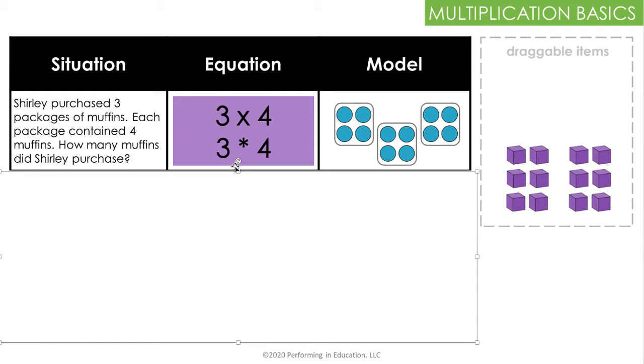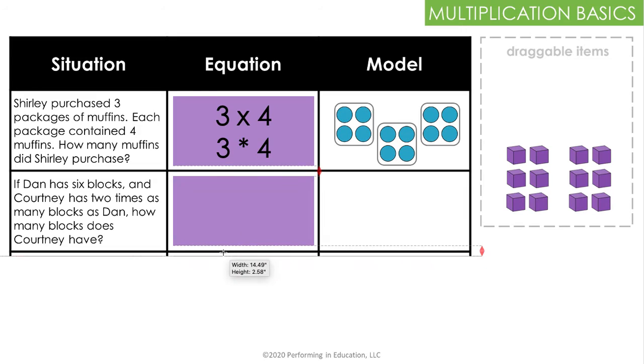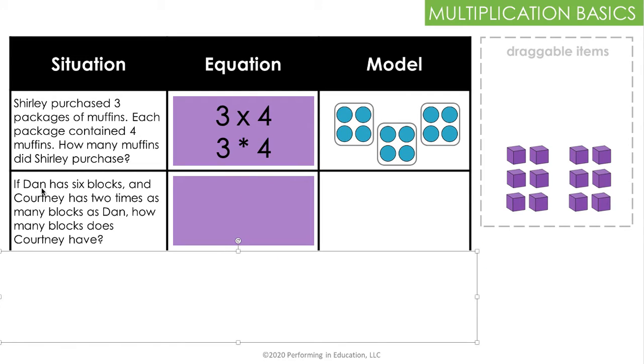Okay, let's look at the next one. Oops, there's 2 more. Let's look at one at a time. Dan has 6 blocks, and Courtney has 2 times as many blocks as Dan. How many blocks does Courtney have? So this one is framed a little bit differently. But if we look at our models over here, we could also draw this picture. Dan has 6 blocks, so we draw 6 squares. Courtney has 2 times as many, so that's 2 times 6. That's how many Courtney has.